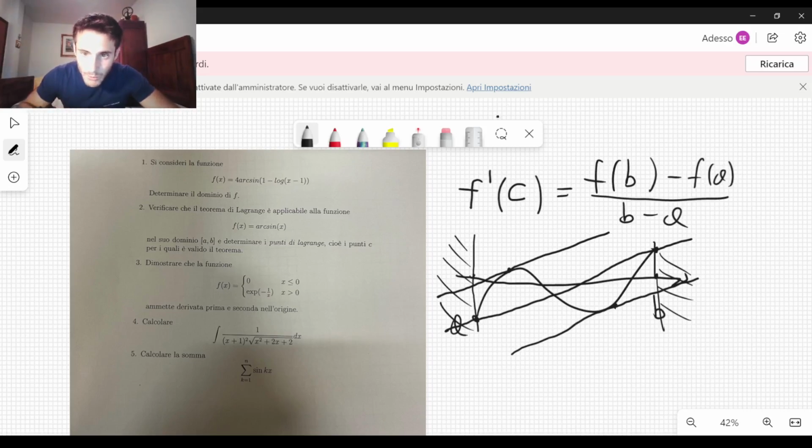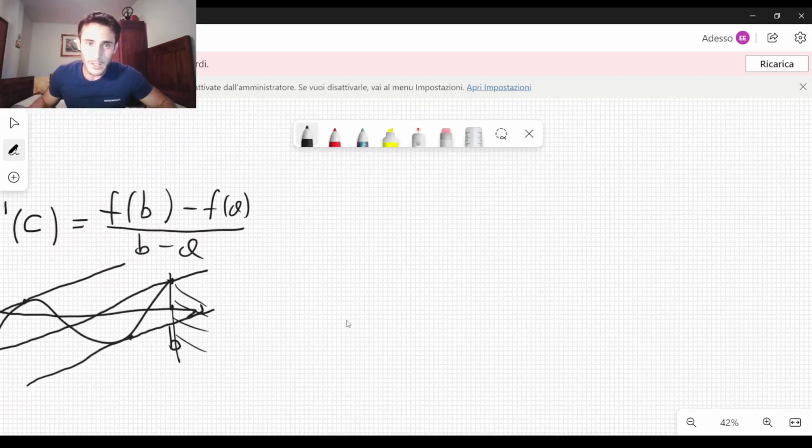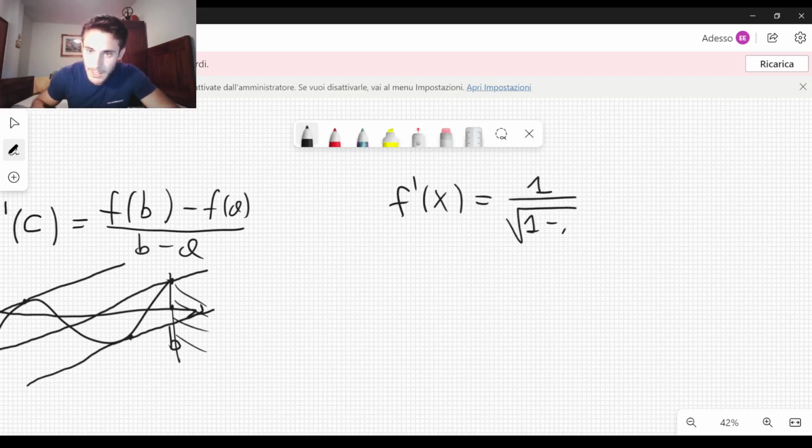We need to apply this theorem to the function arcsine of x. And it is quite easy, because the derivative f prime of x of the arcsine of x is equal to 1 over the square root of 1 minus x squared. And now we need to apply the theorem. So we need to find f prime of c equal to f of b, which is arcsine of 1, because b is equal to 1 in our case.